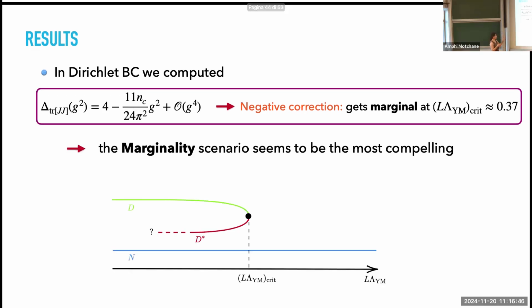What we expect, this is just pictorial, is that we start at weak coupling with two boundary conditions, Neumann and Dirichlet. Then we turn on the gauge coupling. And at some point, the Dirichlet boundary condition merges and annihilates with another boundary condition, while the Neumann boundary condition can be interpolated up to flat space. One open question is who is the star?